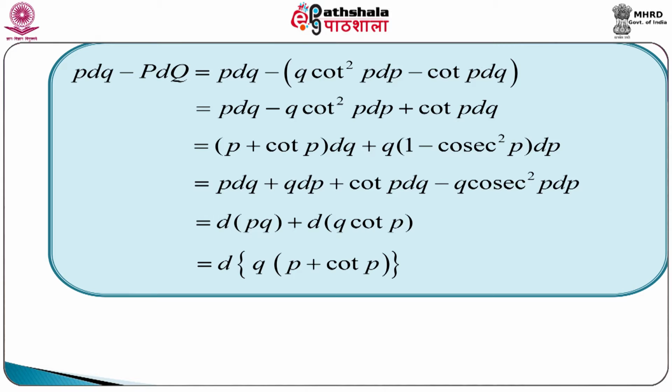So, finally, we have small p into dq minus capital P into d of capital Q is equal to d of q into p plus cot p, which is an exact differential. So, the transformation is canonical.